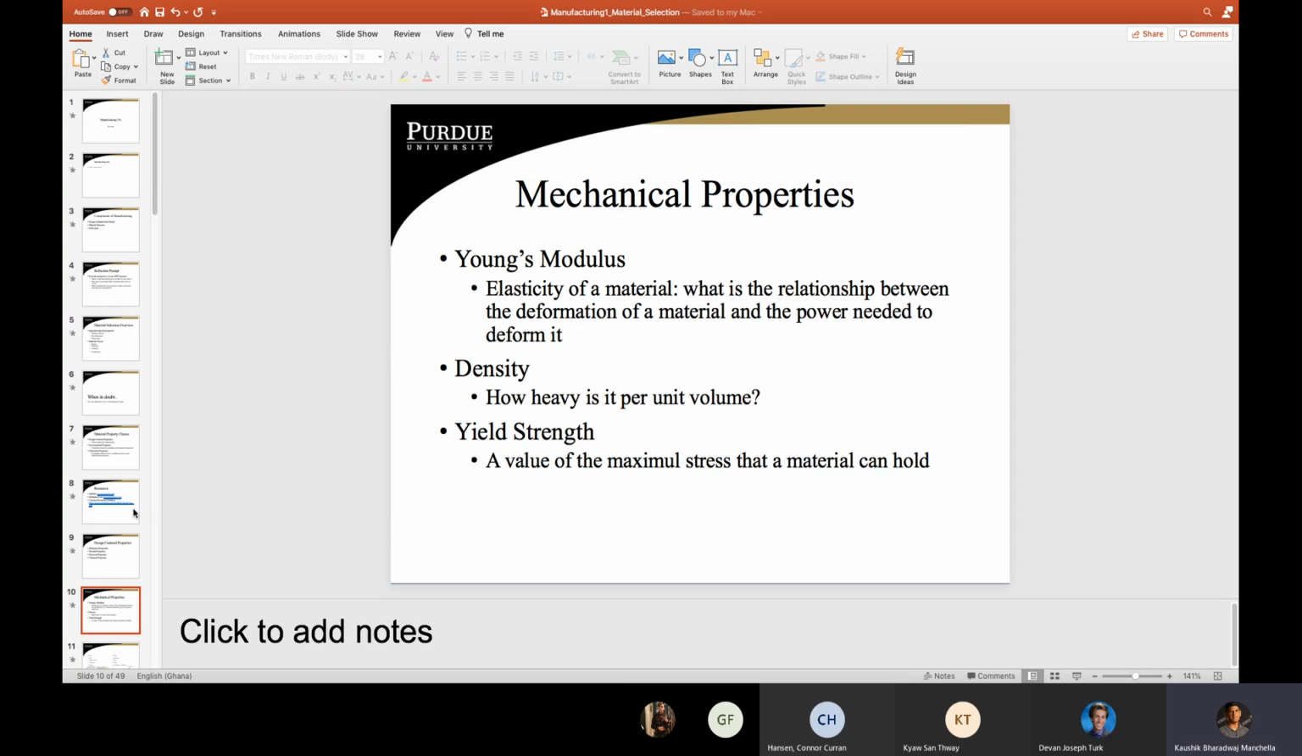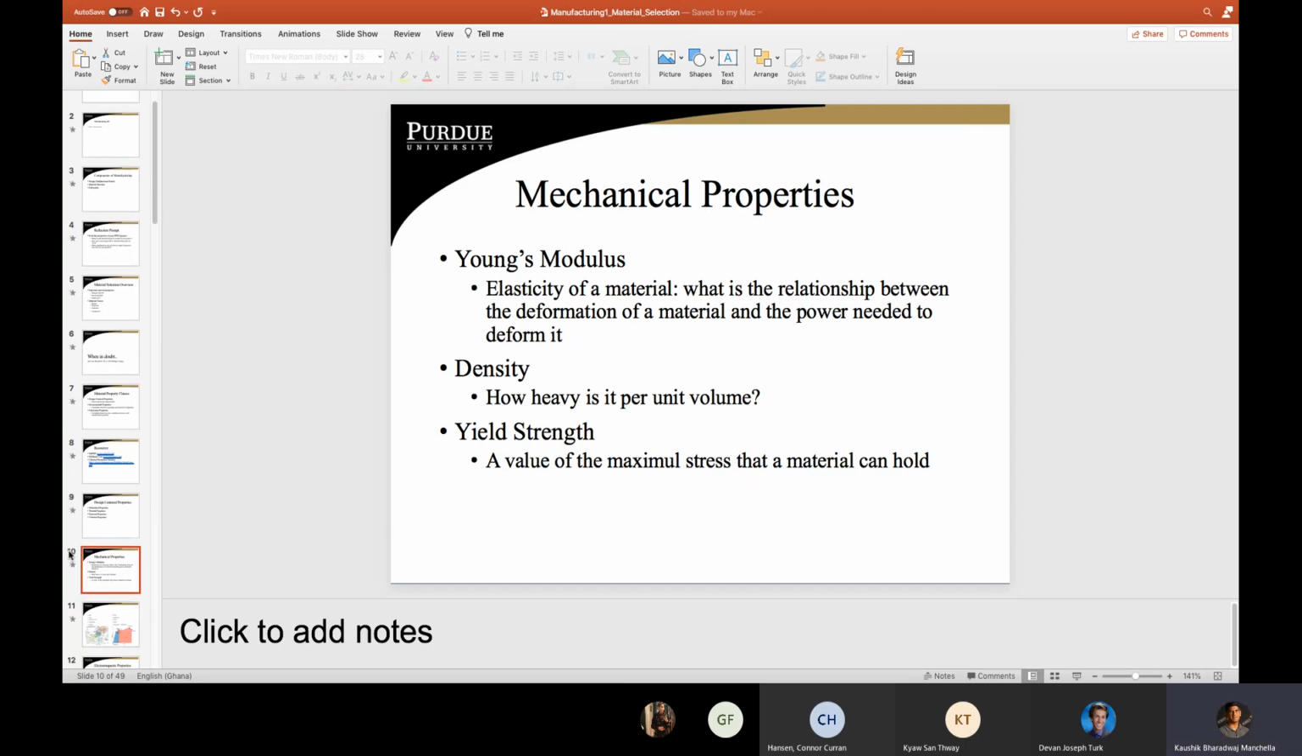Density is also something to consider. For example, if you're making a toy, you would select a material that is light, yet sturdy and strong, such that a kid is able to pick up the toy, but if the kid throws the toy around, nothing's going to happen to it, or it's not going to break. And then yield strength is the maximum stress that a material can hold before essentially breaking.